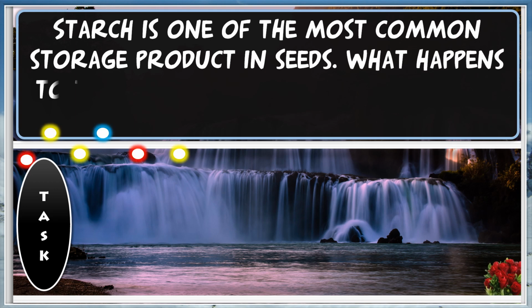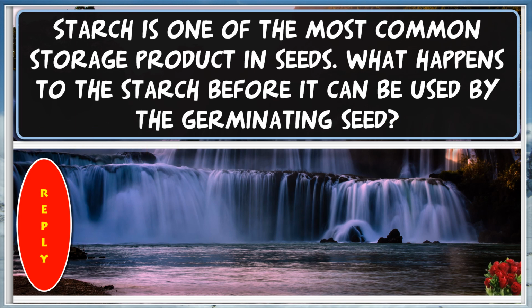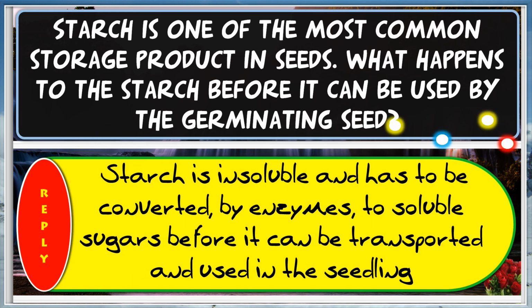Starch is one of the most common storage products in seeds. What happens to the starch before it can be used by the germinating seeds? Starch is insoluble and has to be converted by enzymes to soluble sugars before it can be transported and used in the seedling.